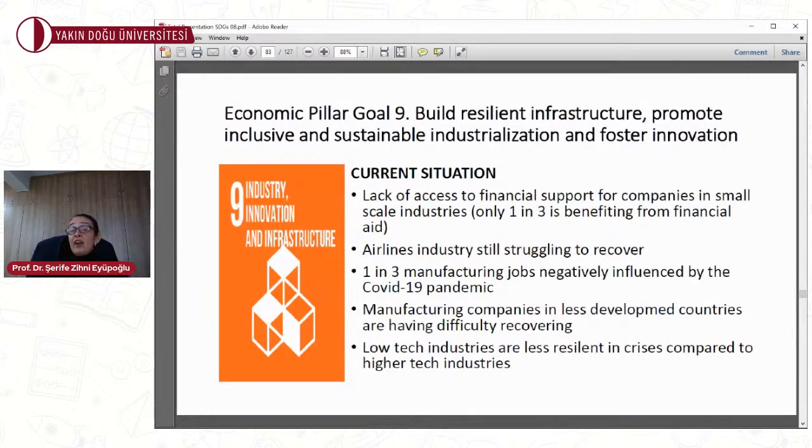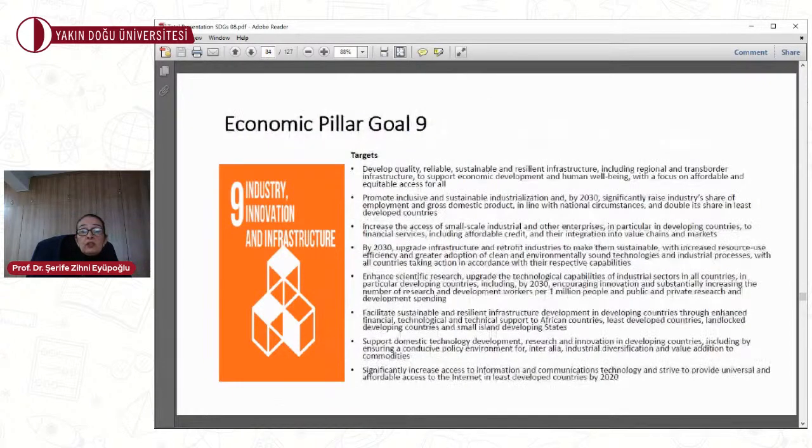One in three manufacturing jobs was negatively influenced by the COVID-19 pandemic due to companies shutting down or laying off some of their members, companies preferring to have fewer employees and each employee being required to do more work. Manufacturing companies in less developed countries are having difficulty recovering because of lack of technology and lack of financial support. And also low-tech industries are less resilient in crises compared to higher tech industries.